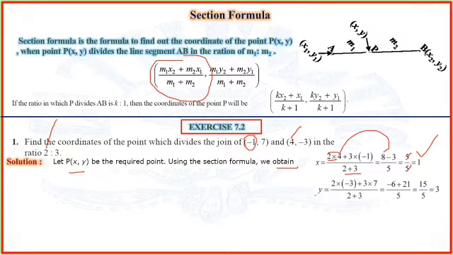Now similarly we can find y, which is m1 y2, so 2 into -3, plus m2 y1, so 3 into 7. So now we have 3 2s are 6, -6 plus 21 upon 5, which is equal to 15 upon 5. 5 3s are 15. So the value of y is 3. Hence the required point, that is, we had supposed P, is (1, 3). (1, 3) is this point.